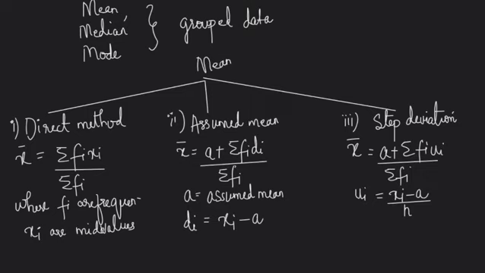The difference between the direct, assumed mean and step deviation methods is that the direct method is applied when the values are small compared to the others. When the values of xi, the class marks, get bigger, you can use the assumed mean method, and if they are still bigger, then you can use the step deviation method.